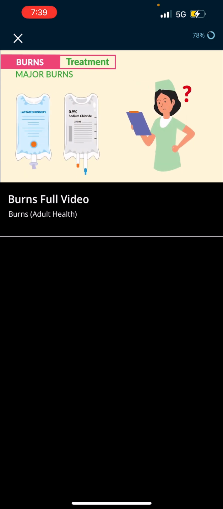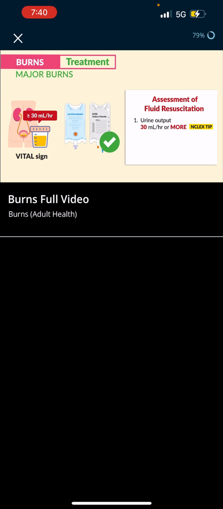Now, how do we know if fluid resuscitation is working or not? Well, the assessment of fluid resuscitation, big key term here, urine output 30 mLs or more. Huge NCLEX tip. Make sure to write that down. Urine output is a vital sign that indicates fluid resuscitation has been effective. So that's why we say 30 mLs per hour or less means the kidneys are in distress.